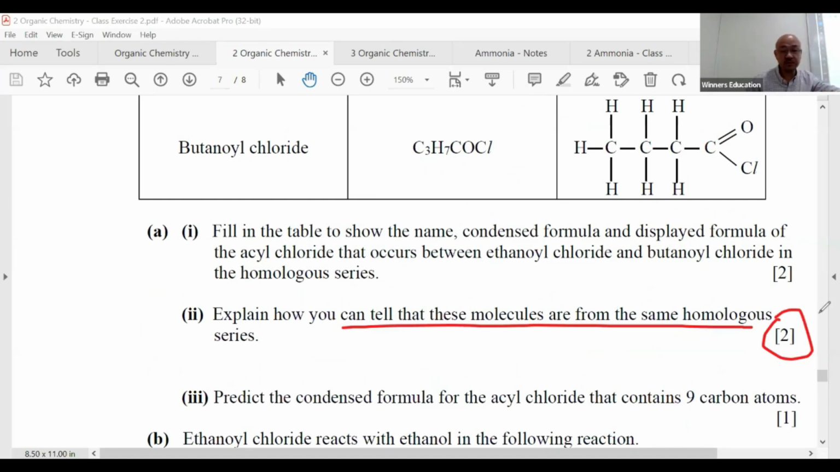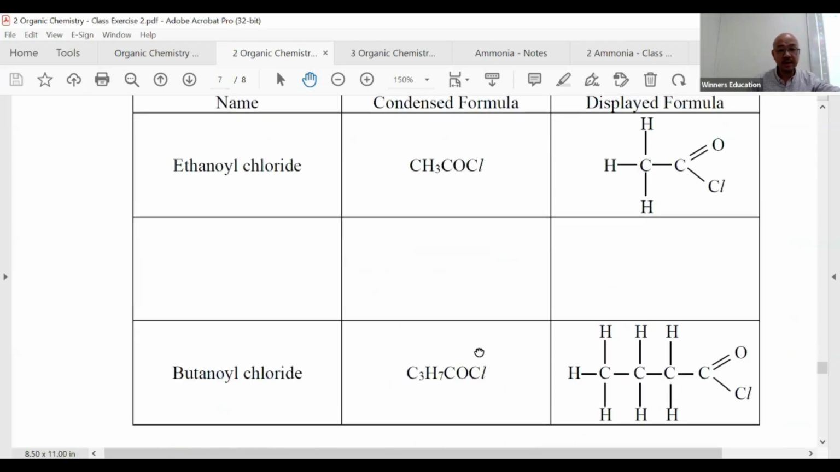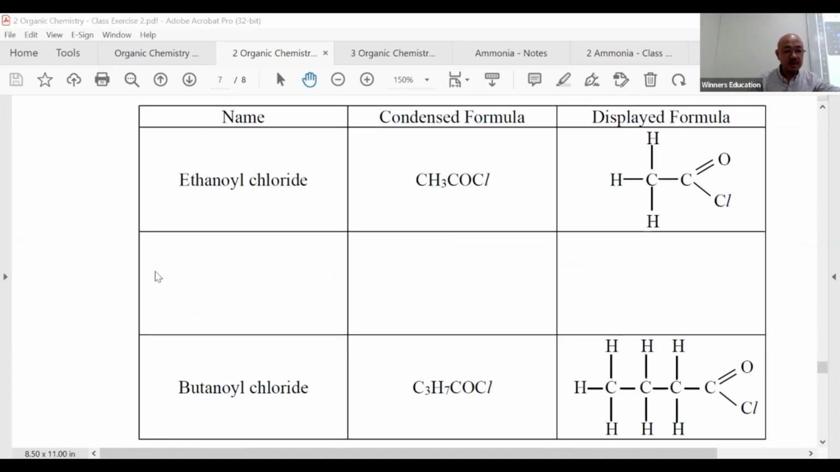You need to look at the marks. There's a reason why in the question they put a square bracket. The marks must be 2 points. You only get 1 point. Okay? So what's the answer? Number 1, for part 2, they have the same functional group. That's quite obvious.